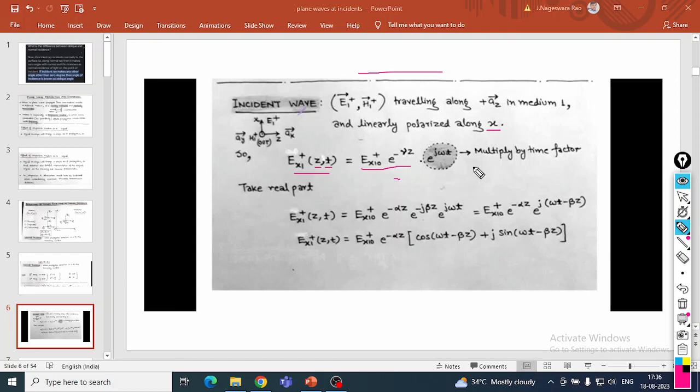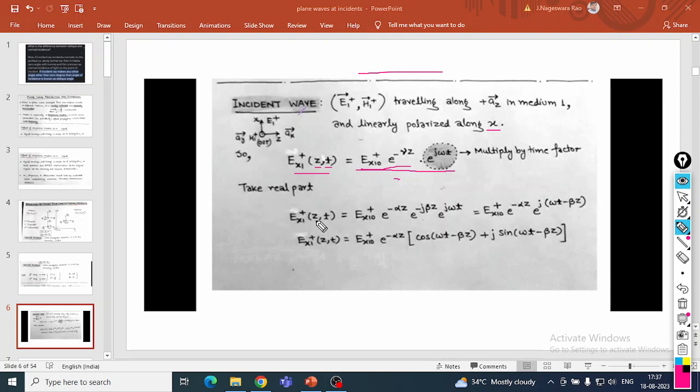Here we multiply by the time factor. This is the electric signal: Ex1 naught plus e to the power of minus gamma z into e to the power of j omega t. Here e to the power of j omega t is nothing but the time factor we multiply by. Why? Because I want to get the real and imaginary terms from this, so we need to multiply by this time factor. Then take the real part of this incident wave.